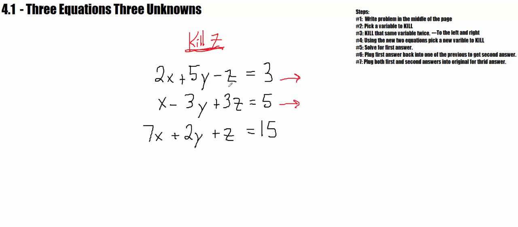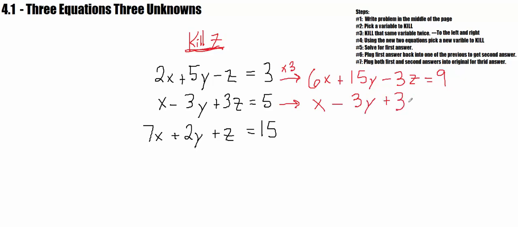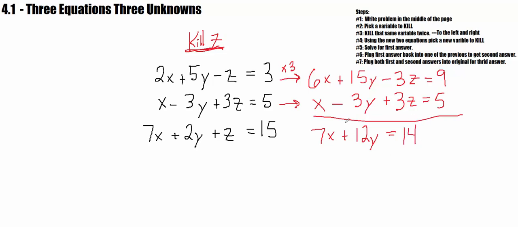Once to the right. Let's see, I'm going to pick the top 2 equations. I have a positive 3 here, so I need a negative 3 right there. I'm going to times it by 3. That gets me 6x plus 15y minus 3z equals 9. And then I didn't do anything to the bottom equation. I got x minus 3y plus 3z equals 5. And I'm going to add these down together. I get 7x plus 12y. Notice that my z's are gone. I did that on purpose. I'm killing the z's. Equals 14.